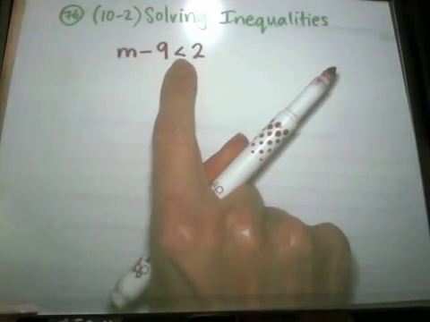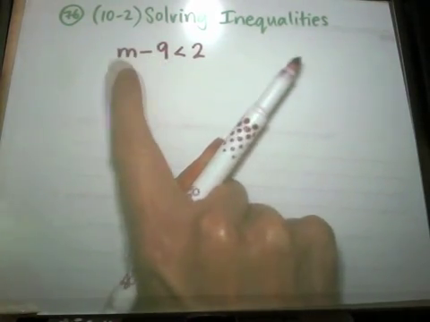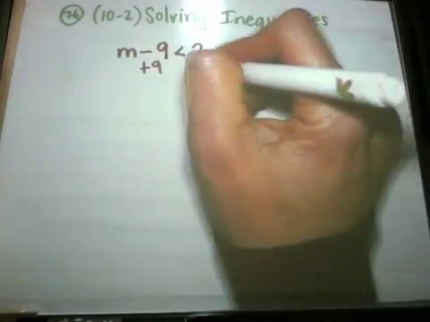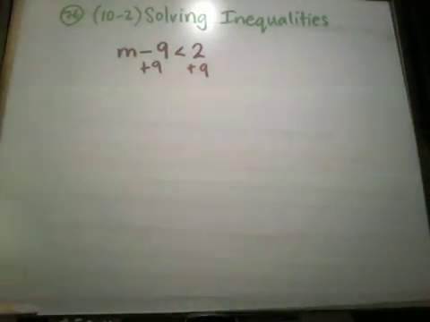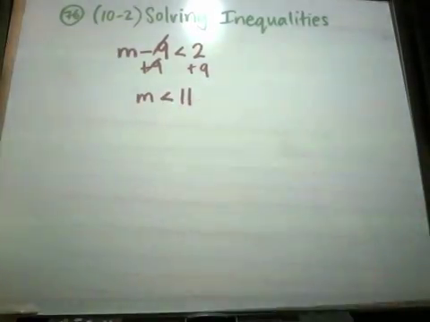Instead of an equal sign, we have an inequality sign. But we do the same thing. We want to get the m by itself. How would I do it with an equation? I would do the opposite. So guess what? That's all we do here. We get m is less than 11.